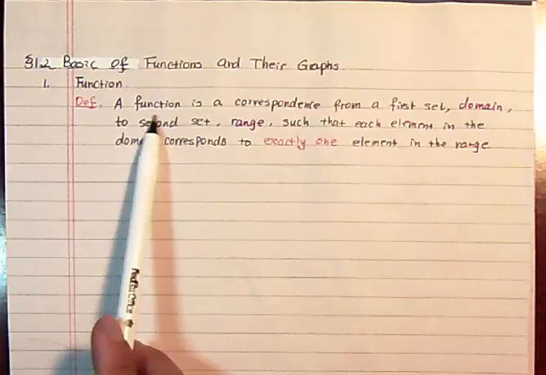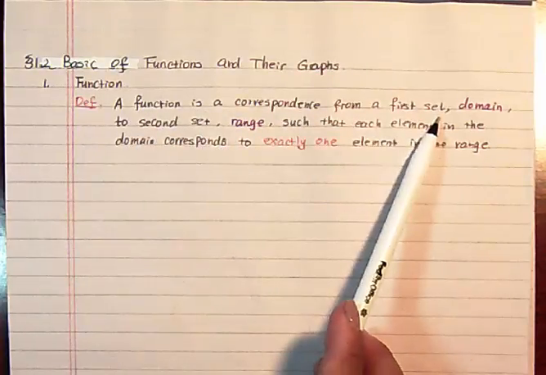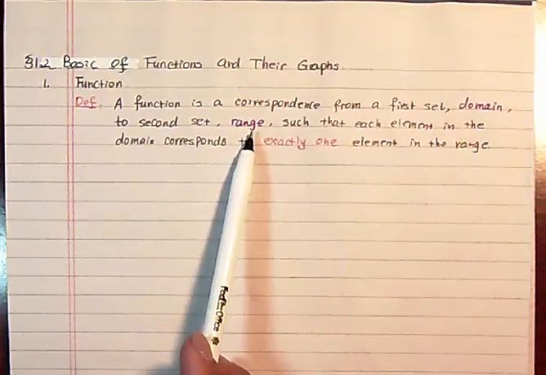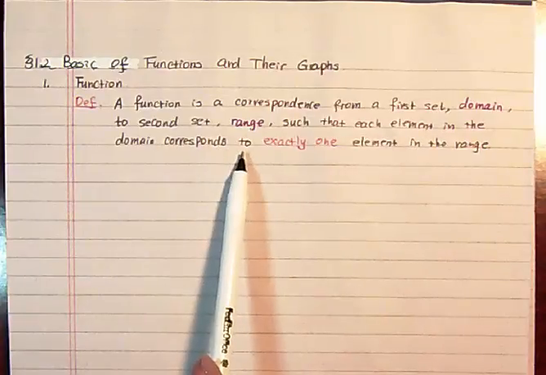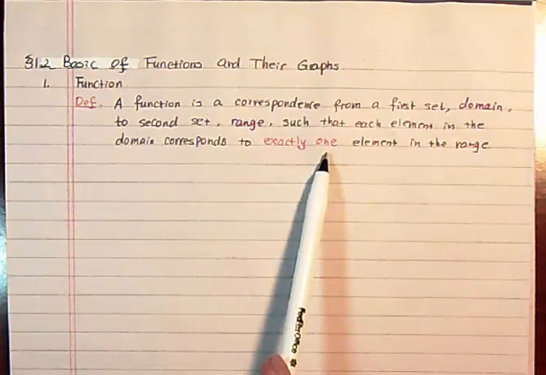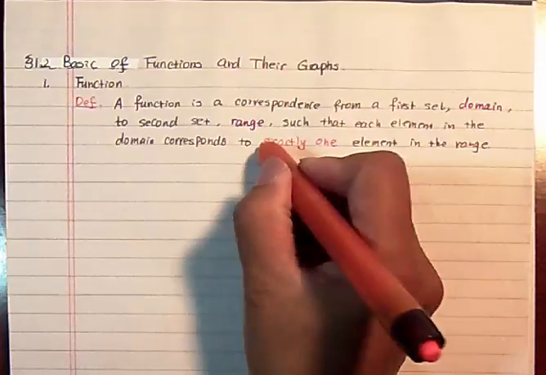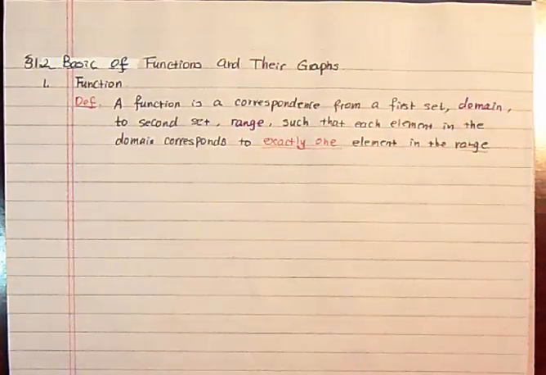A function is a correspondence from a first set, which we call the domain, to a second set, which we call the range, such that each element in the domain corresponds to exactly one element in the range. Pay attention here to the word exactly one in the range right here. All right, so let's take a look at some examples.